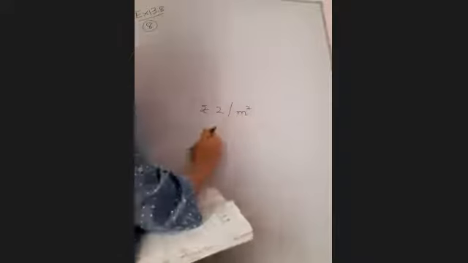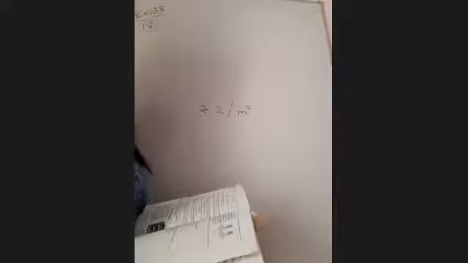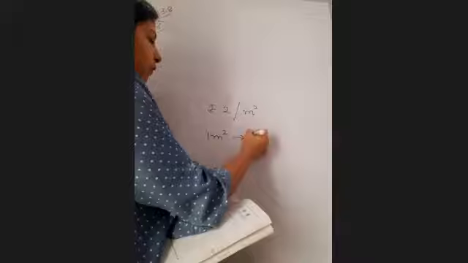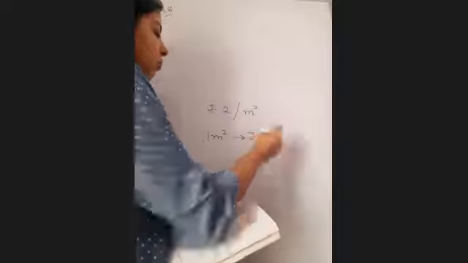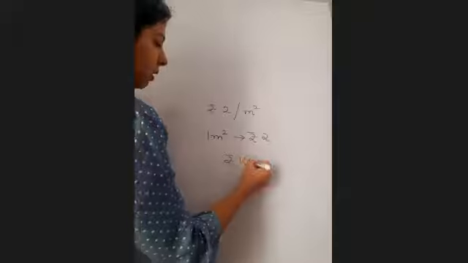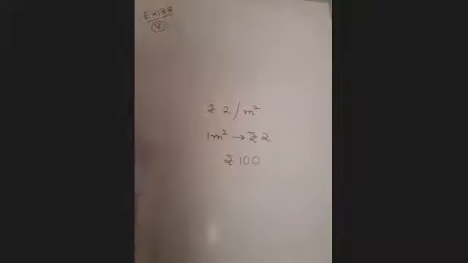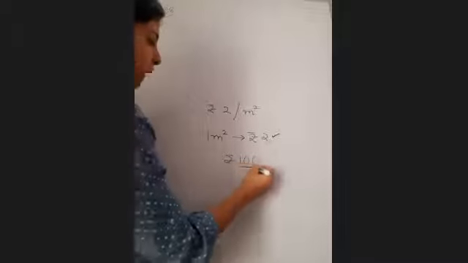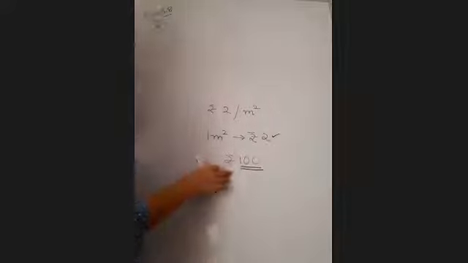What do you understand by this, children? For 1 meter square, it costs rupees 2. Suppose you are paying rupees 100 in all. Can you tell me how many meters square of the area you have painted? 50. Very good. Rupees 2 for 1 meter square, in all you have paid rupees 100. So how many meter square area have you got painted?